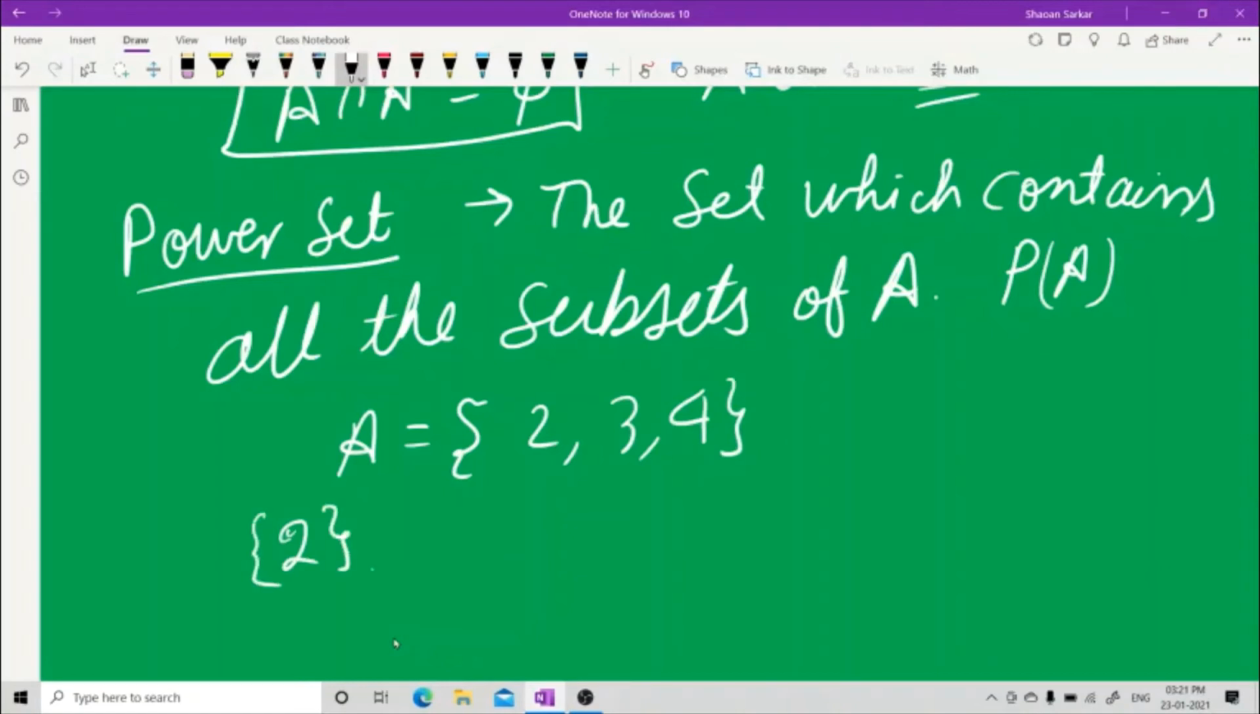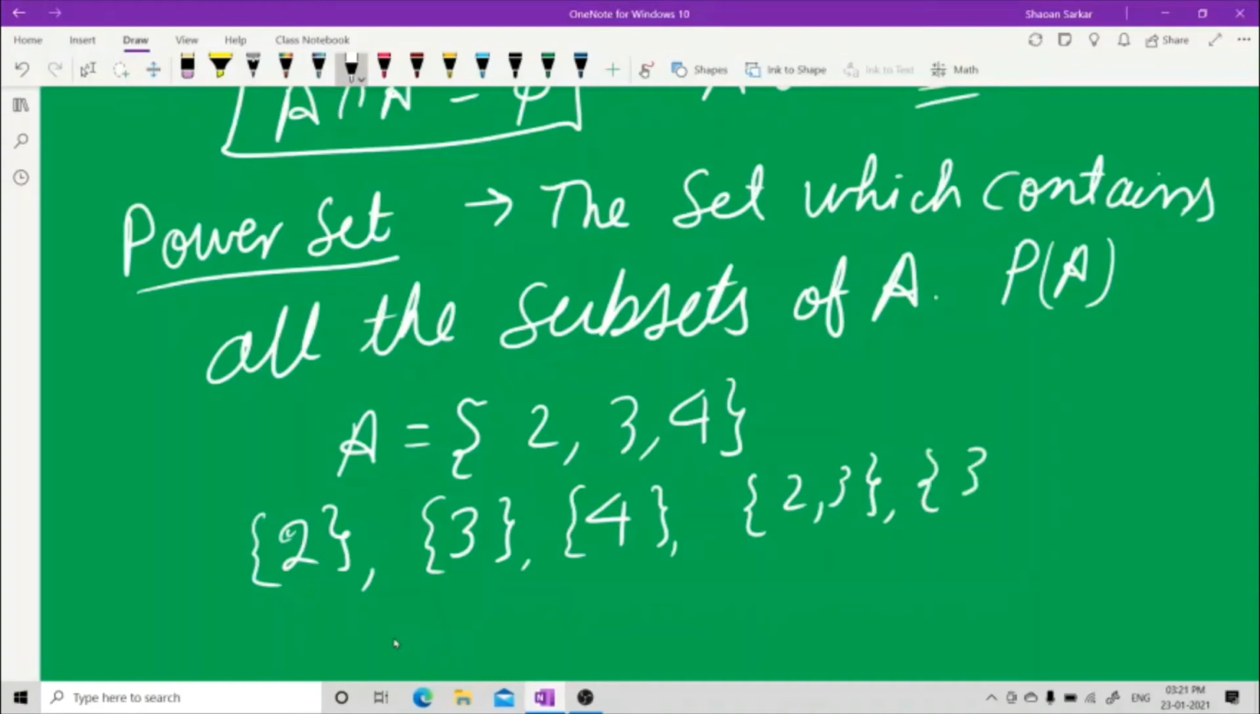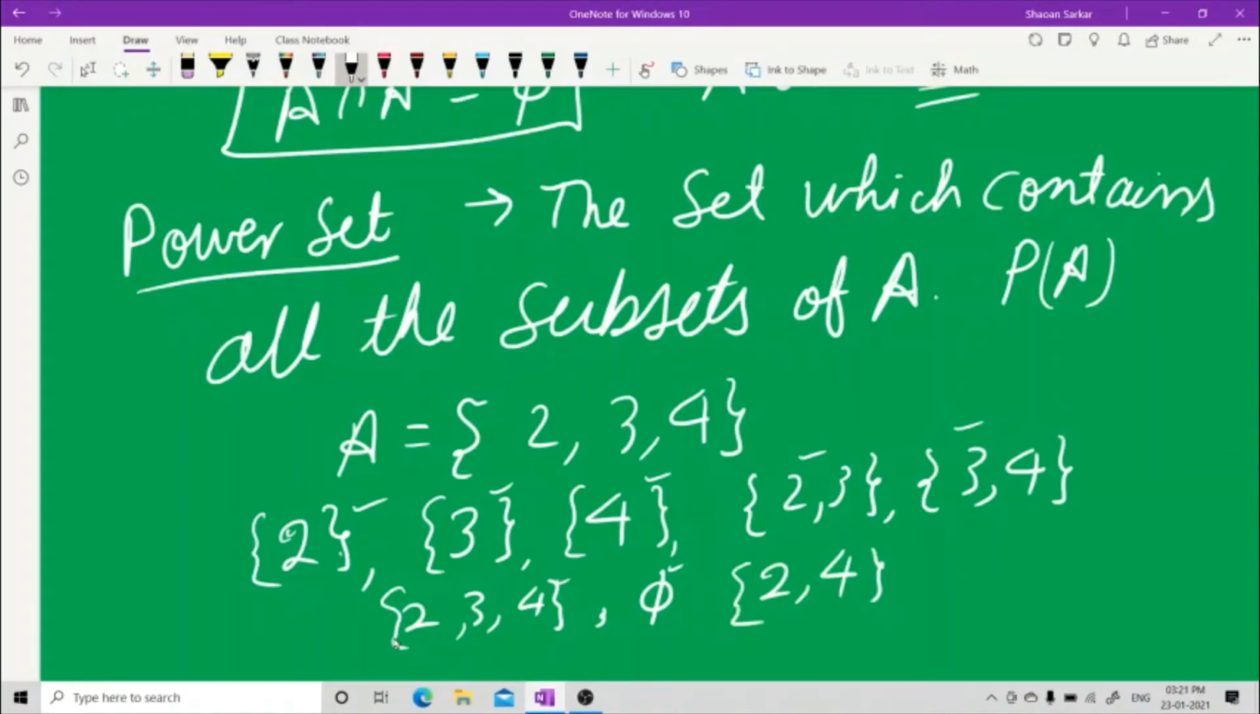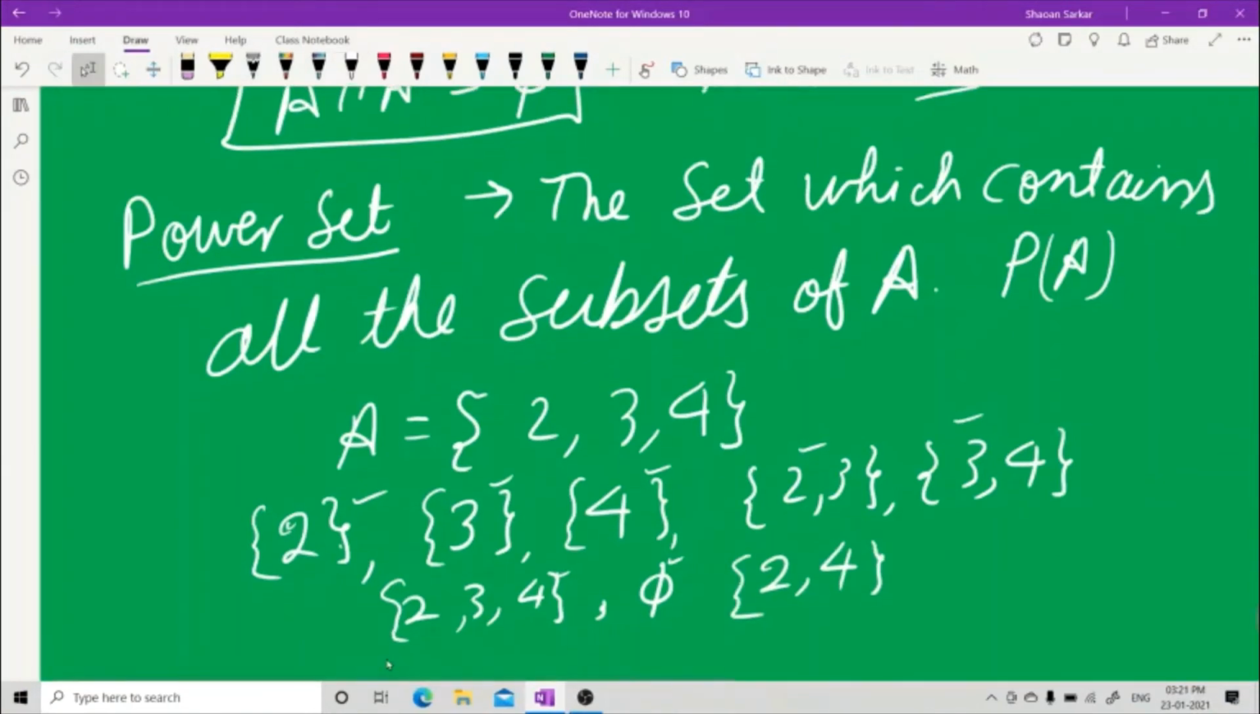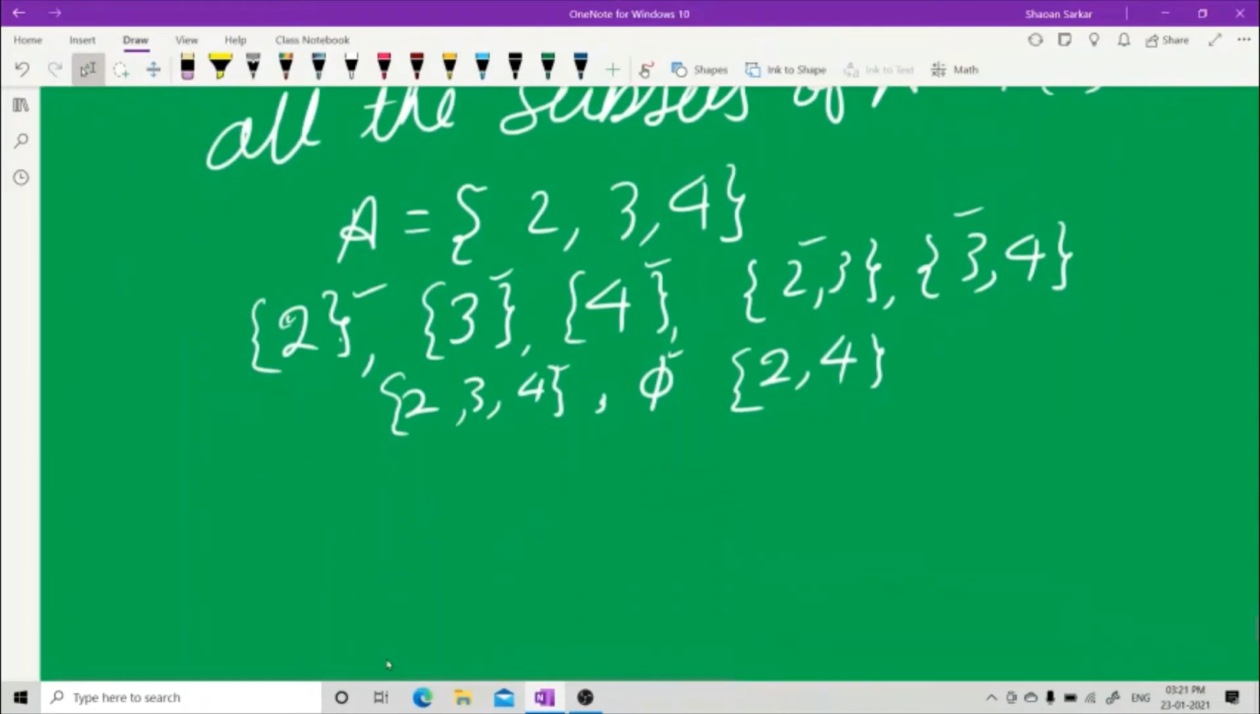{2}, this is a singleton. {3}, {4}, then you have {2, 3}, then {3, 4}, then {2, 3, 4}, and that is A itself, and {5}. How many of them? 1, 2, 3, 4, 5, 6, 7. I think I left one more: {2, 4}. Yes. 8 subsets. Now the collection of all these subsets is denoted by power set of A.